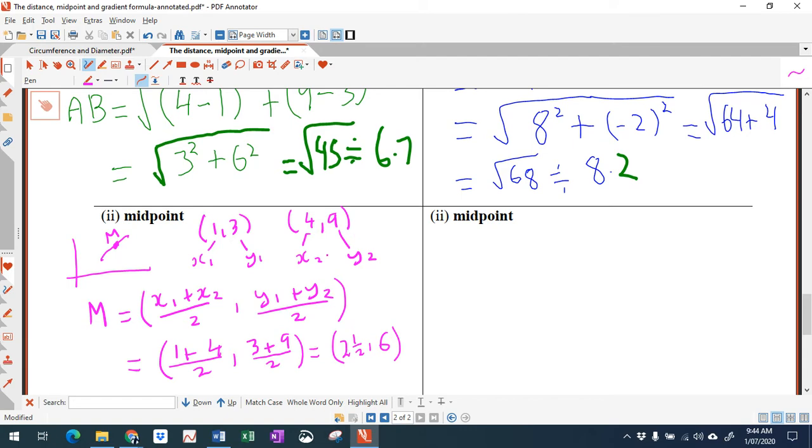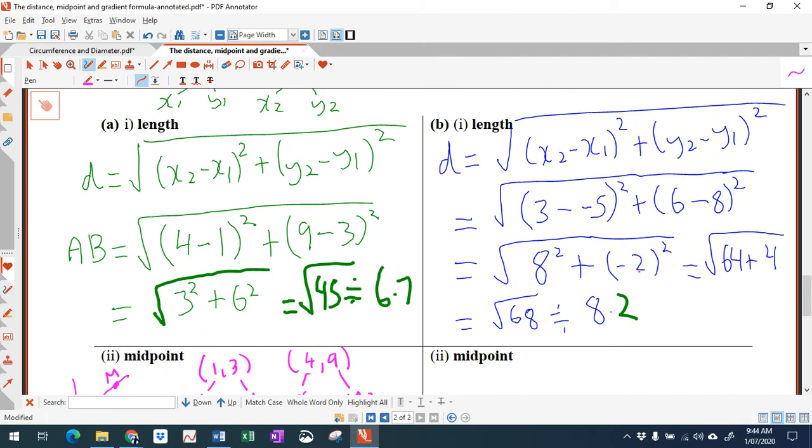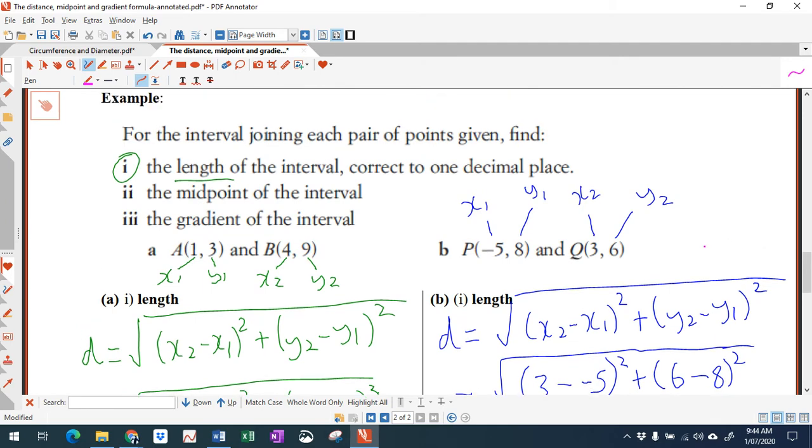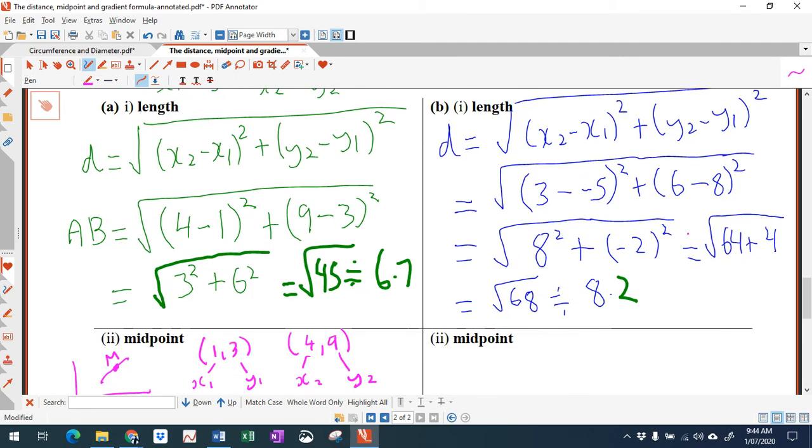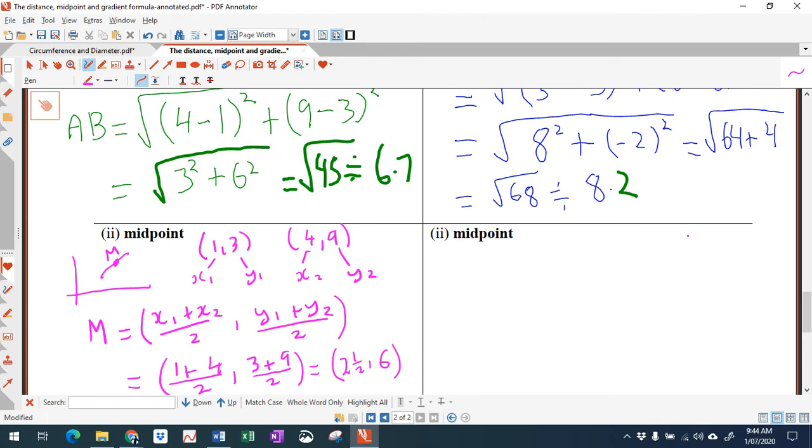Now, do the second part now. So you want to find the midpoint of (-5, 8) and (3, 6). So let's write that down. (-5, 8) and (3, 6). Okay, you're going to tag those points. Okay, x1, y1, x2, y2.